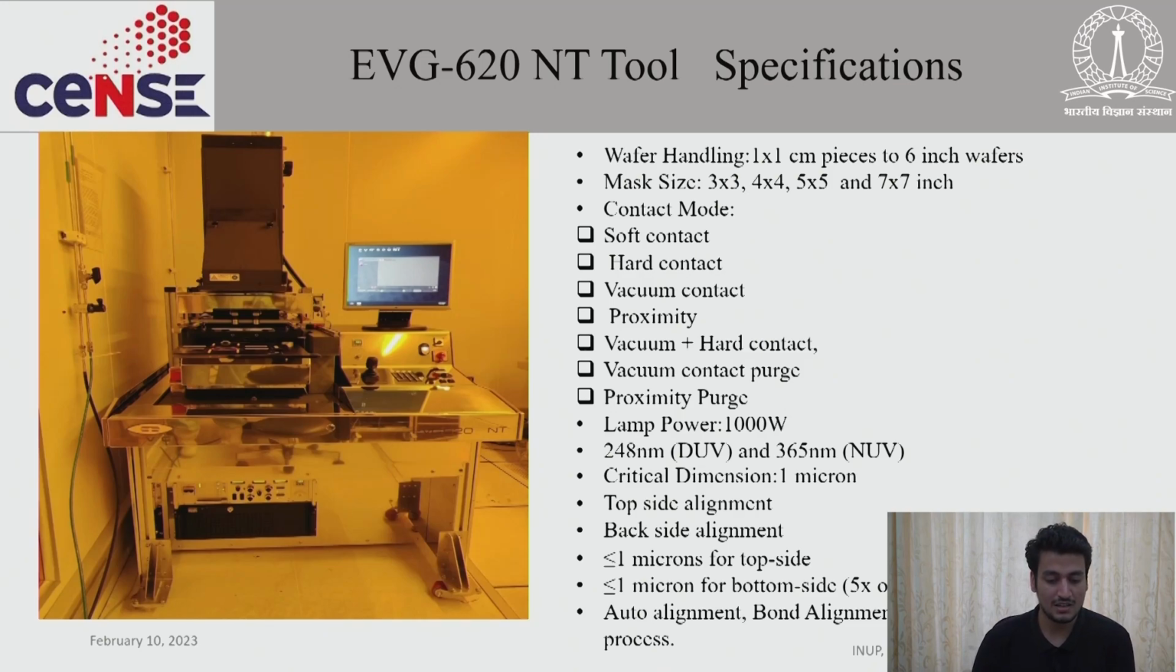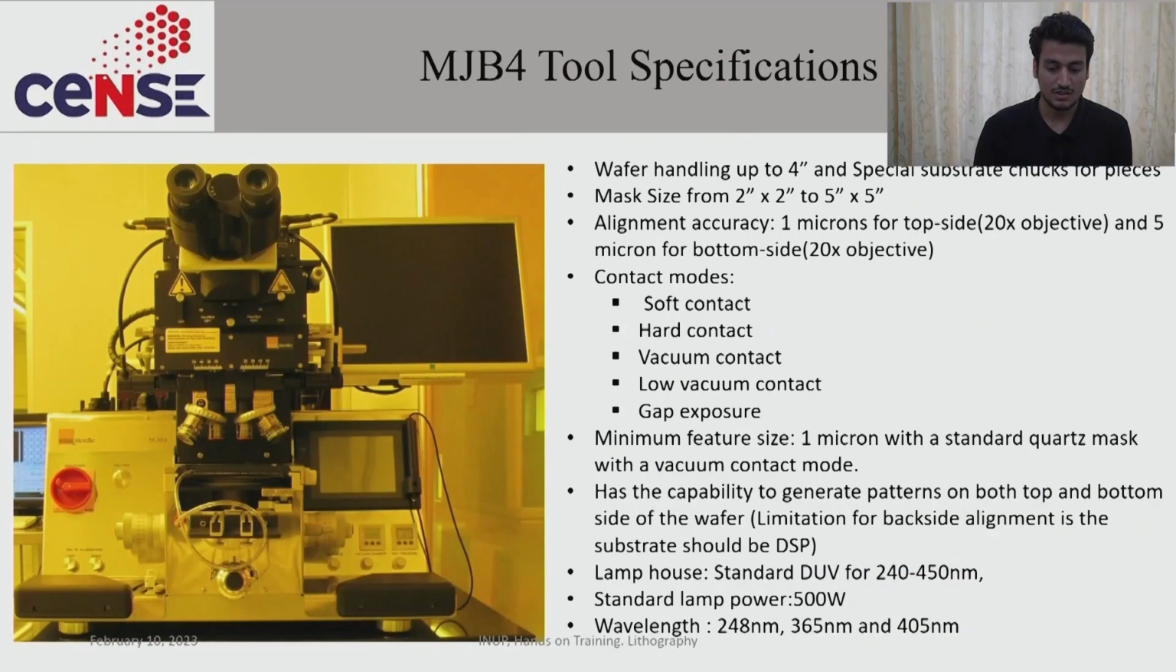We have a mask aligner, the EVG620 NT tool. These are the tool specifications. It has a 365 nanometer UV source, and for DUV we have a 248 nanometer wavelength. We have one more mask aligner tool, the MJB4, which also has the same 365 nanometer normal UV. Here also we have different modes of exposure: soft contact, hard contact, vacuum contact, low vacuum and gap exposure.